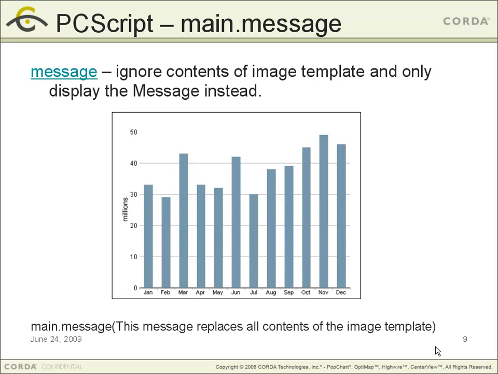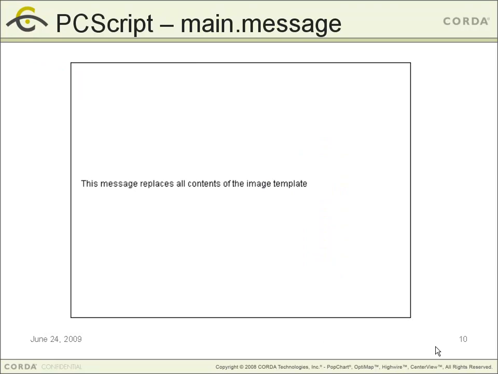The next command that we'll talk about is message. This isn't used often, but can be useful on certain occasions. In essence, what it allows you to do is to replace whatever's in the image template with a simple message. You may want to do this in the case of an error condition where you don't want to show a graph with no data or something like that. You can just put in a message and have it replace the contents of the image template. So in this case, we're going to say main message. This message replaces all contents of the image template, and when that is issued dynamically, then the image generated will just have that message inside of it.